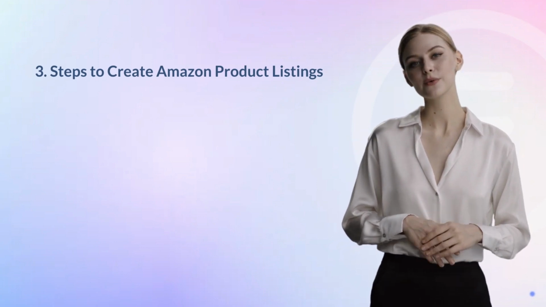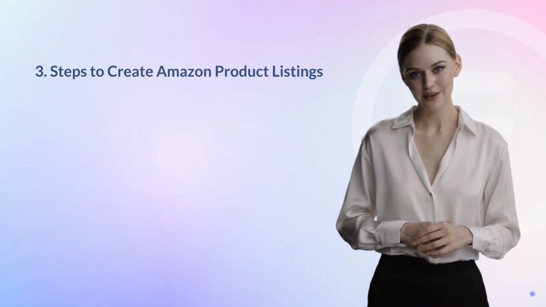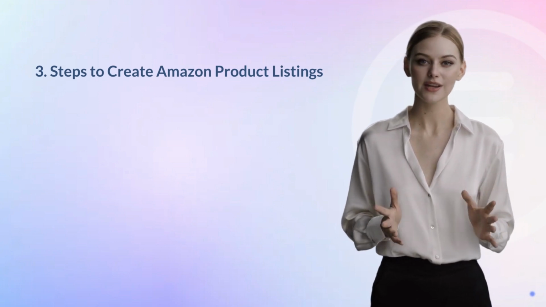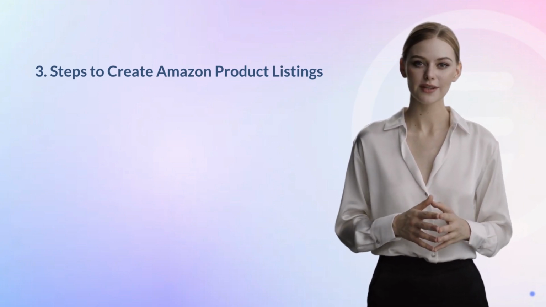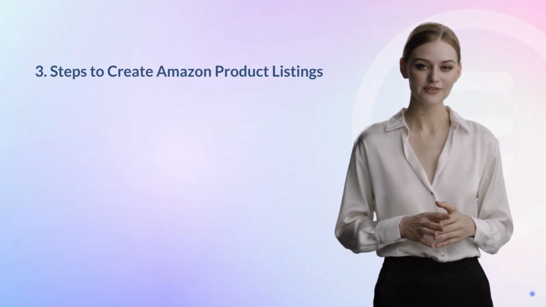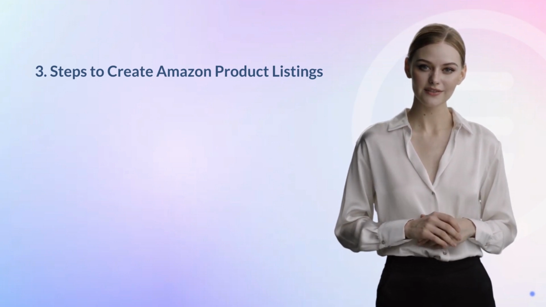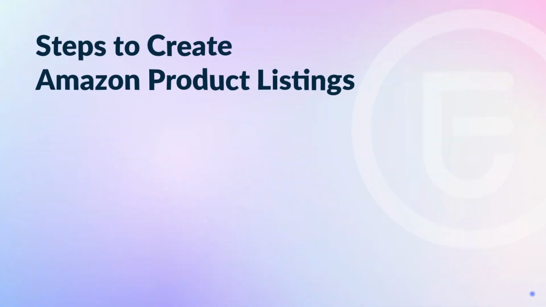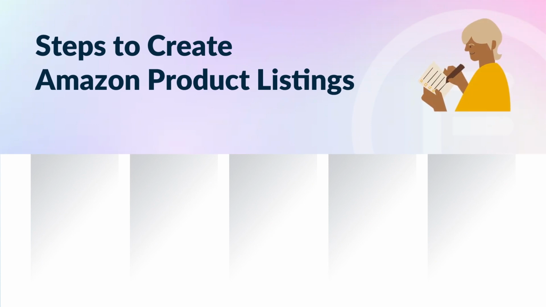To craft a compelling listing, focus on several key elements: titles, bullet points, A+ content, images, and the Q&A section. Let's break down each part. Let's start with product titles. Your title should be clear, concise, and informative, while also optimized for search engines.